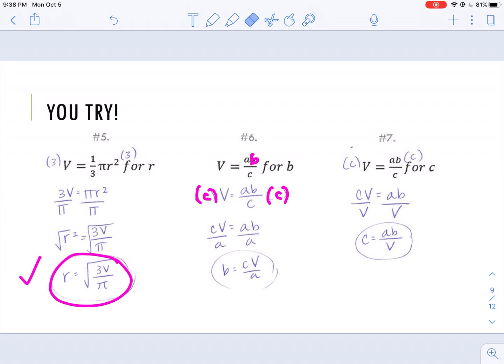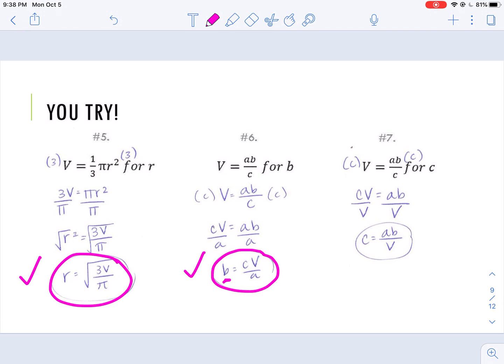Once again, double check your work. See if your answer is written properly. The variable you're solving for is first, and you kept every variable the way it was written in the original problem. So the capital V, the lowercase c, the lowercase a. If you got that correct, put a check next to it.